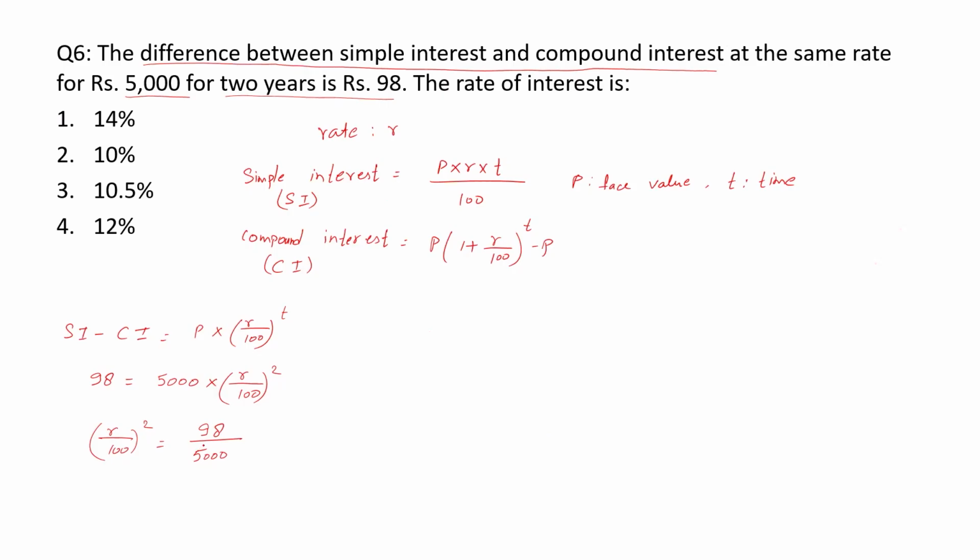So you have to take square root and all. So here you will have R square upon 10,000 is equal to 98 upon 5,000. So these zeros you can cancel and you will be left with R square is equal to 98 upon 5, or R is equal to under root of 98 upon 5. Just solve this, you will get 14. So 14% is the answer. You can use your calculator to solve this. Okay, so that is how.